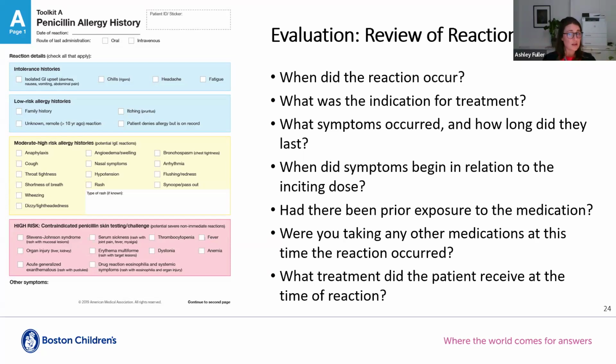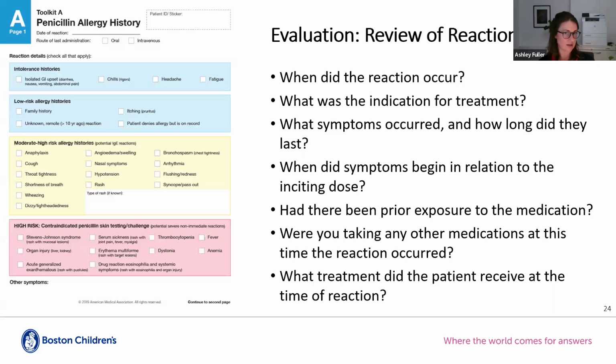Providers want to know, when did the reaction occur? What was the reason for the antibiotic use in the first place? What symptoms occurred and how long did they last? When did those symptoms begin in relation to the inciting dose of the medication? So is this something that appeared within minutes of taking the medication, or hours or days later? They'll probably want to know whether there has been any prior exposure to the medication, whether you were taking any other medications at the time the reaction occurred, and what treatment the patient received to address the symptoms that were present. On the left is an example of a toolkit that's available through the American Medical Association to guide clinicians in doing this work.